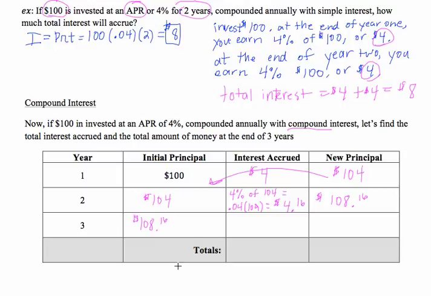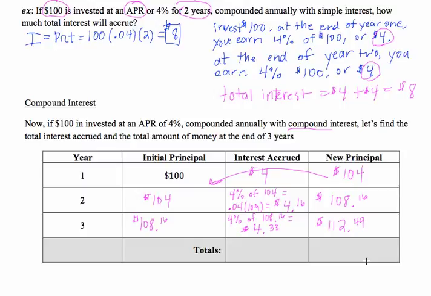And now we start with that amount, $108.16 at the beginning of year 3. And then at the end of year 3, we earn 4% of that. So 4% of 108.16, you would multiply 0.04 times 108.16. And this time, you just round to the nearest penny when you do this. You get $4.33 if we round. So now we add on 108.16 plus $4.33 gives us $112.49.